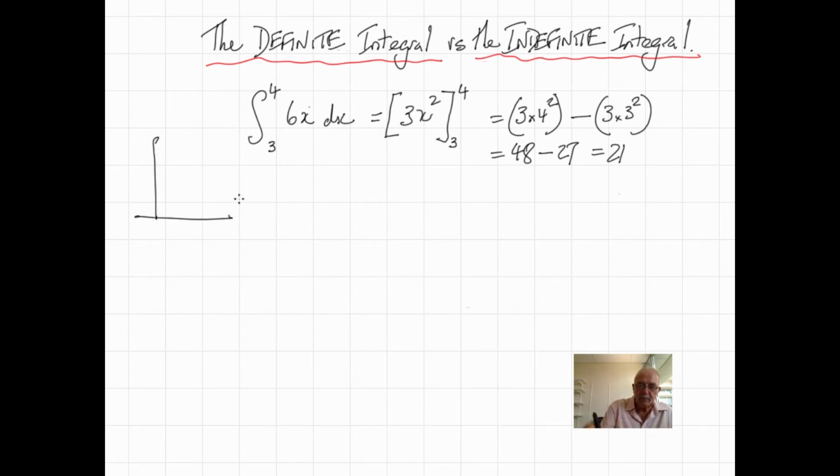So if you like, y equals 6x will look something like that, and we want between 3 and 4, so 1, 2, 3, 4, so we want this area here. So that's y equals 6x, and between the values 3 and 4 there. Okay, this is an example of the definite integral. So this is the definite integral.